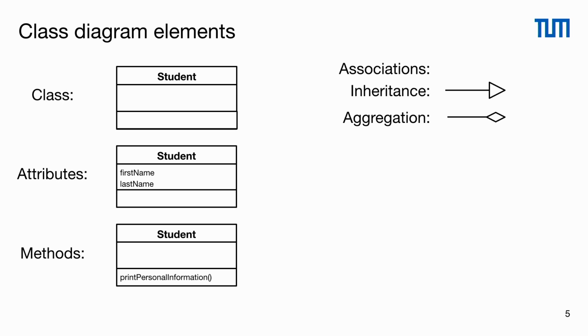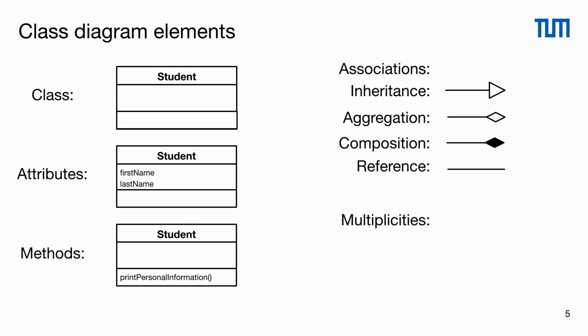For example, a car is composed of an engine and tires, where the single components can exist independently from the aggregate. And there also is the composition, which however specifies a consists-of relationship. For example, the Earth consists of mountains and oceans, so the composite can't exist on its own. Finally, we have so-called multiplicities, which can be denoted as one-to-one, one-to-many, or many-to-many relationships.